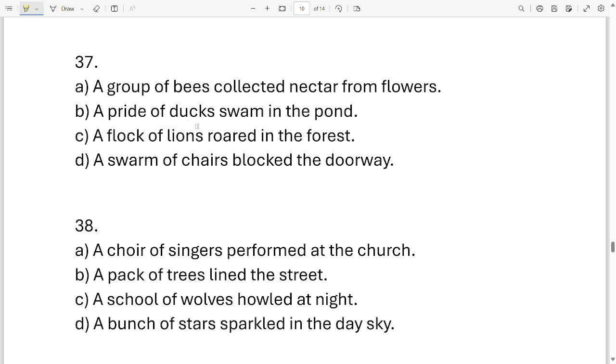A pride of ducks swam in the pond. A flock of lions rode in the forest. A swamp of chairs blocked the doorway. Out of these 4 sentences, identify which sentence has used the collective noun correctly and choose your correct option from A, B, C, D. And the correct option is a group of bees collected nectar from flowers.